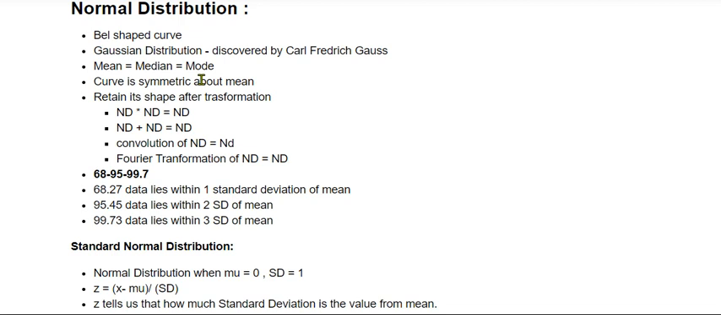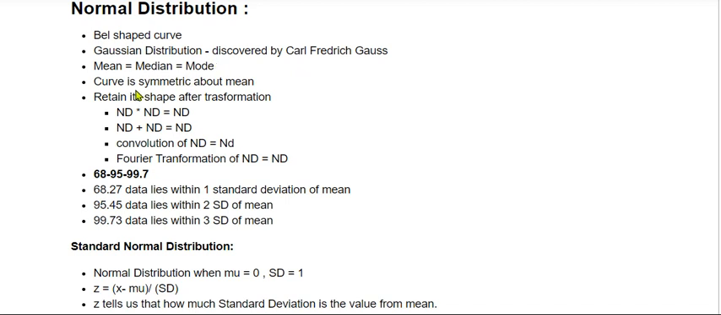Basically, this normal distribution is also called the Gaussian distribution, because it was discovered by Carl Friedrich Gauss. So it's a bell-shaped curve. Why is normal distribution very important? If data is not normally distributed, it is difficult to analyze. If it is normally distributed, then some insightful information can be drawn from the data.